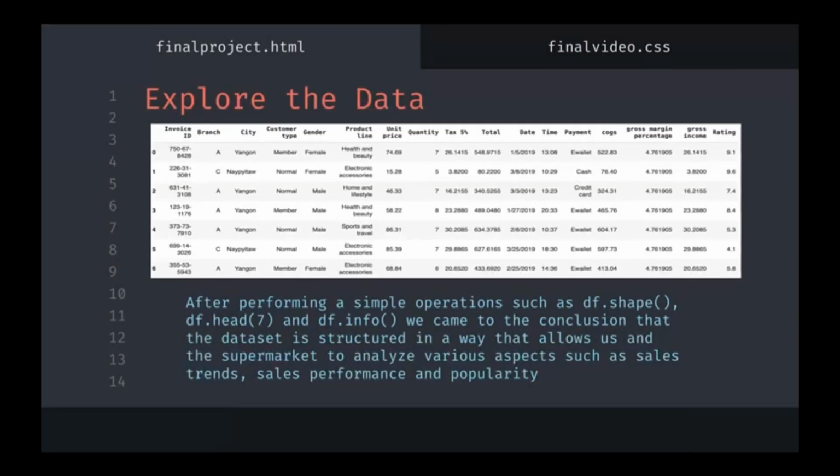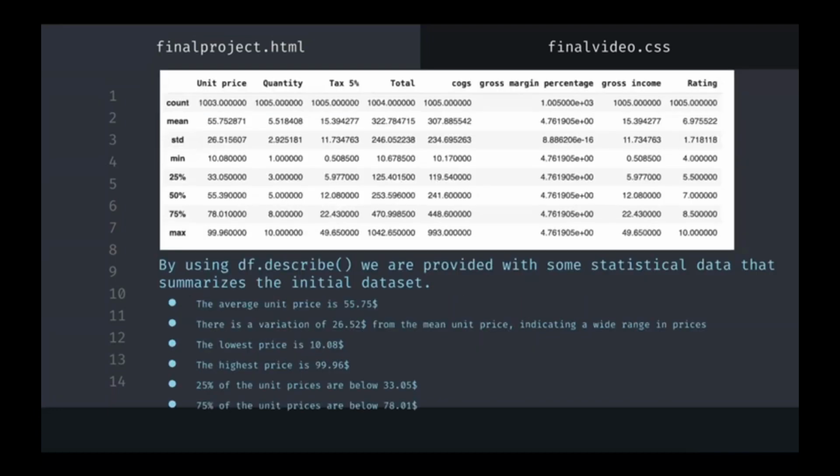First, we're going to start to explore the data. After performing simple operations such as df.shape, df.head(7), and df.info, we came to the conclusion that the dataset is structured in a way that allows us and the supermarket to analyze various aspects such as sales trends, sales performance, and popularity. Then, in order to get more information on the dataset, we use df.describe. Thus, we are provided with some statistical data that summarizes the initial dataset.